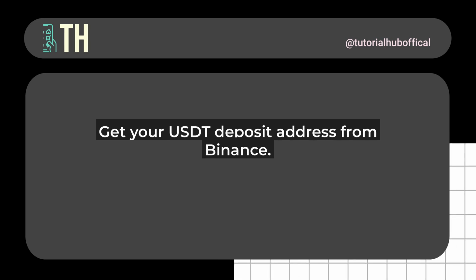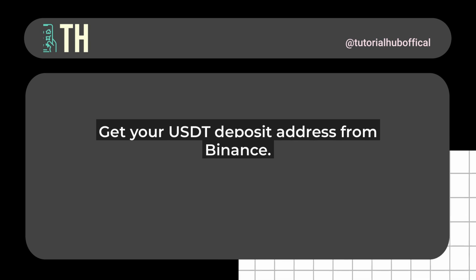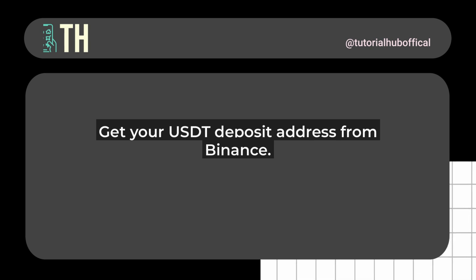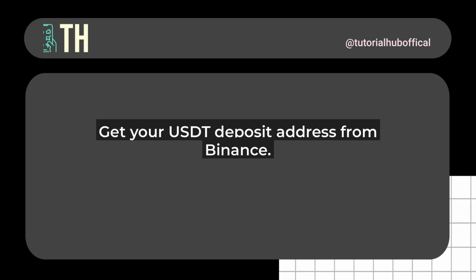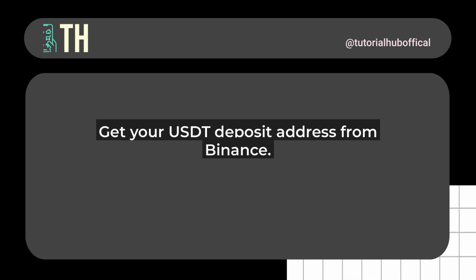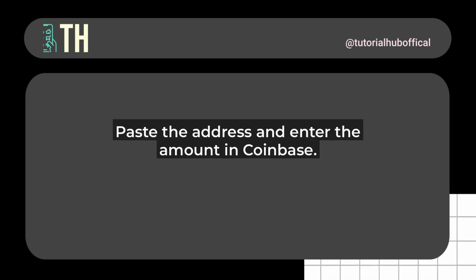Now, hop over to your Binance account. Go to the Wallet section, select USDT, and choose Deposit. Binance will generate a unique wallet address for you. Copy this carefully, as it's your destination for the transfer.